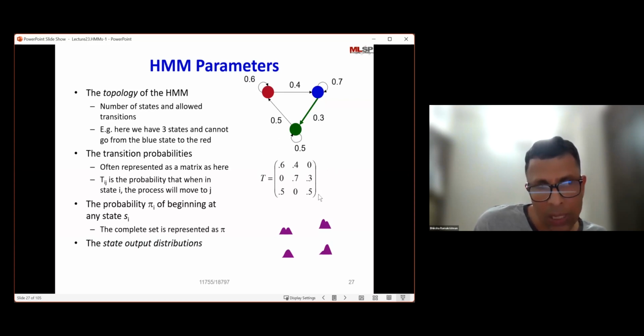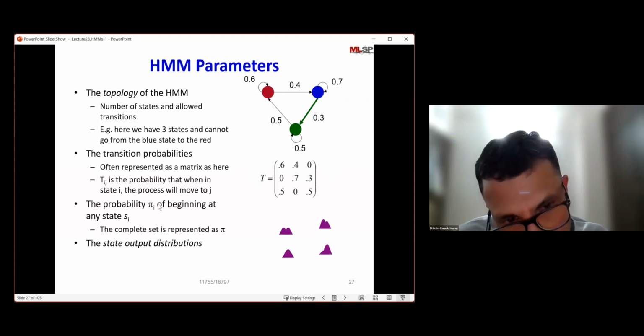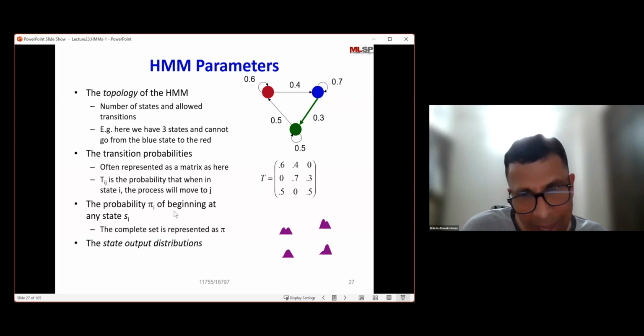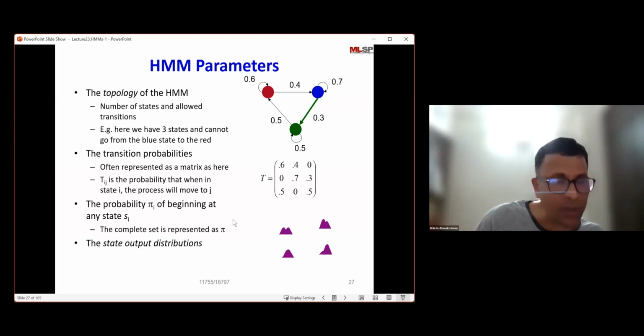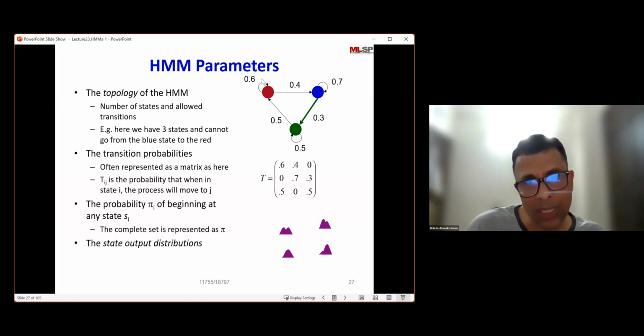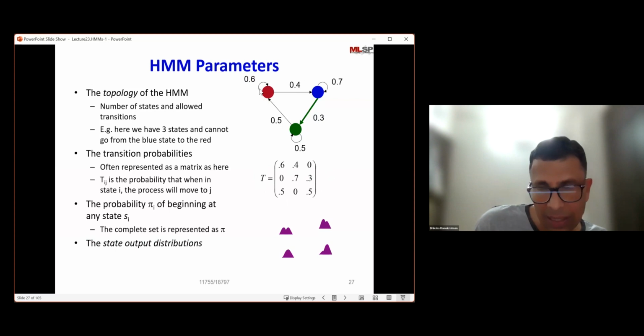These are also parameters of the model. And then there's a third parameter, which is often represented by pi, which says that at the very first time instant that you begin observing the process, which state is the process likely to be in. So for the very first time instant, that too must be specified. And this is the initial state probability. Those are also parameters. And then the actual probability distributions associated with each of the states. The parameters of these probability distributions are also HMM parameters.